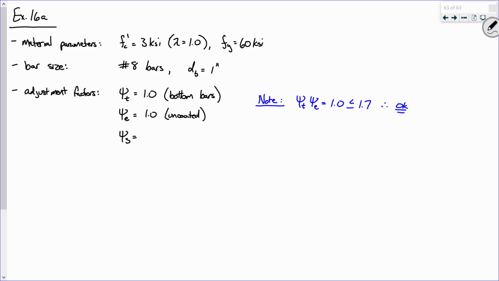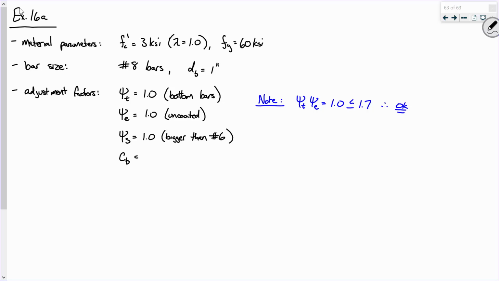Now, our reinforcement size factor, what is that? 1. Why is that? So we'll say bigger. Bigger than number 6. Okay.